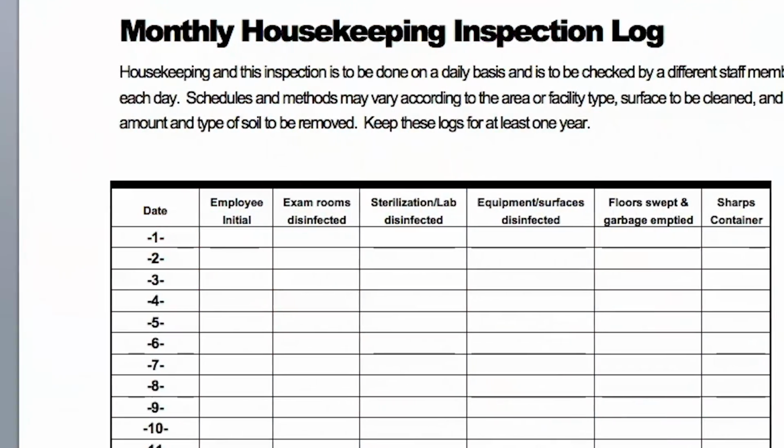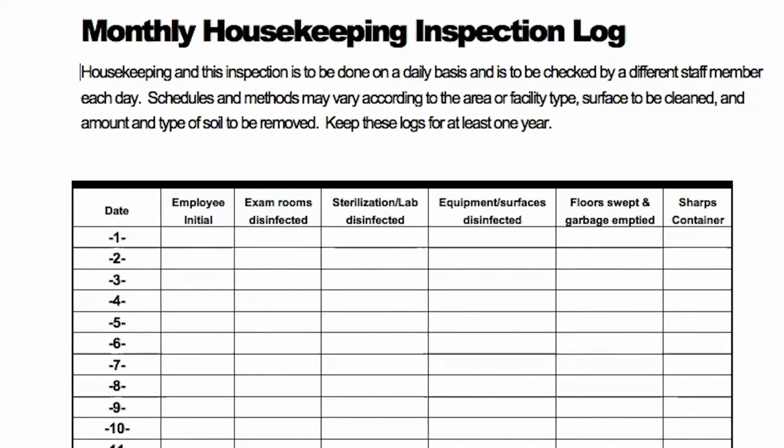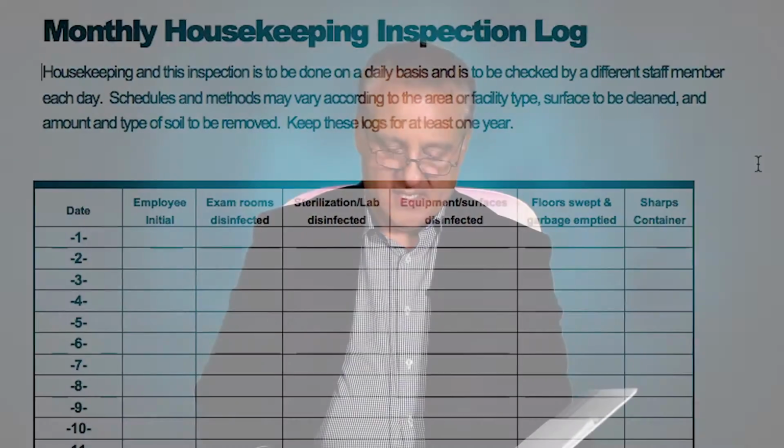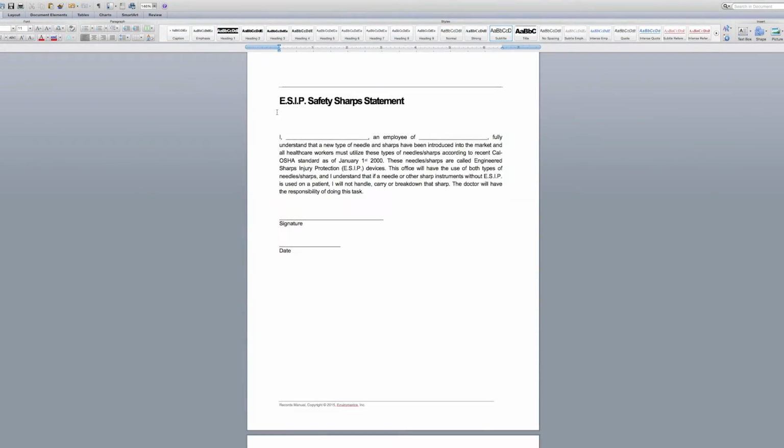So this is something that I highly recommend that you keep, but again, it's optional. It's something that you may or may not want to use. The last couple of forms here, we have the ESIP Safety Sharps Injury Statement. This is for medical facilities mostly.